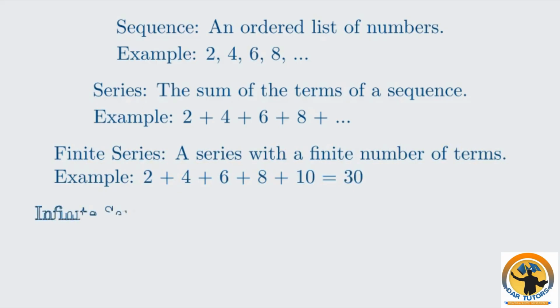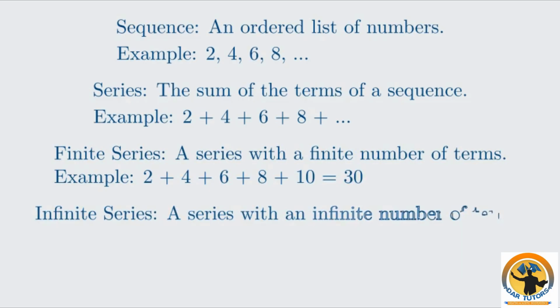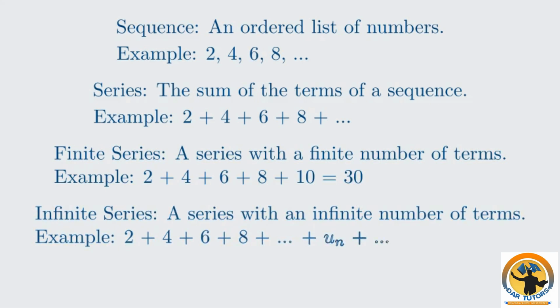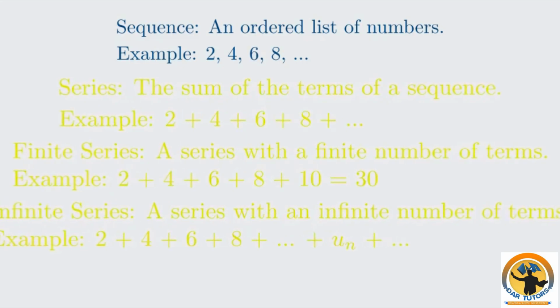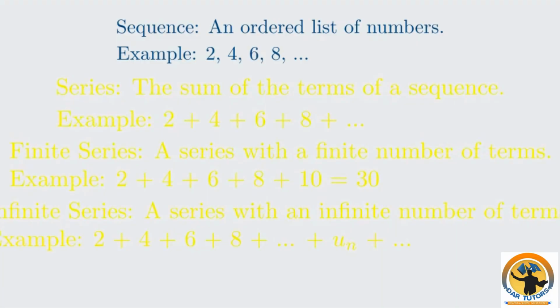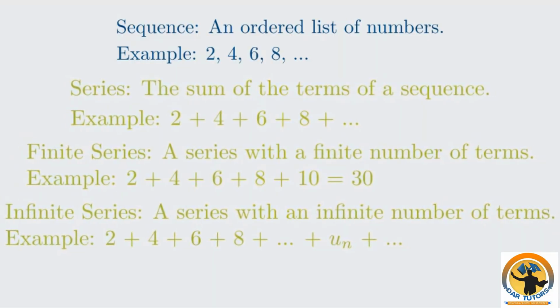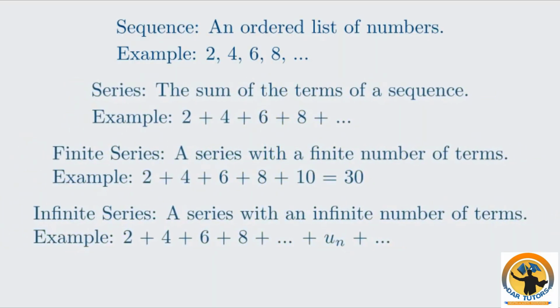An infinite series, on the other hand, has an infinite number of terms. It continues forever. In many cases, the sum of an infinite series cannot be calculated, but in some special cases, it can converge to a finite number. We'll explore this more in a future lesson. So to recap, a series is the sum of the terms of a sequence. It can be finite, with a sum that is always a real number, or infinite, which may or may not have a finite sum.